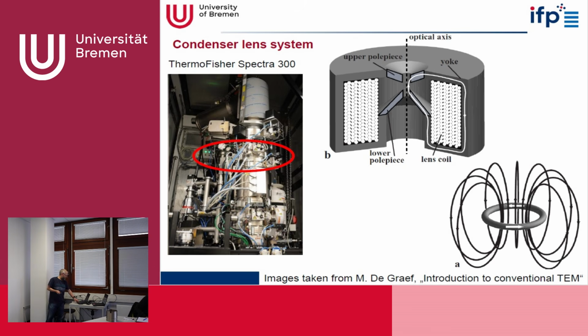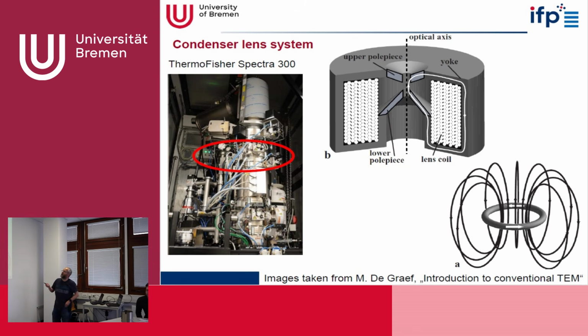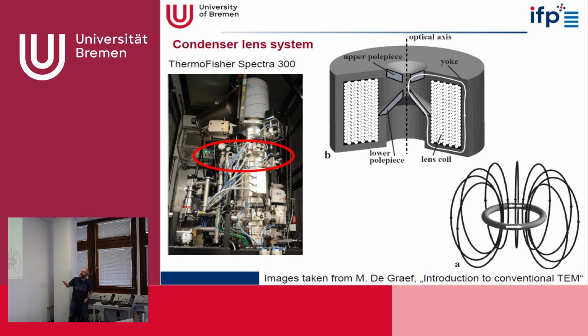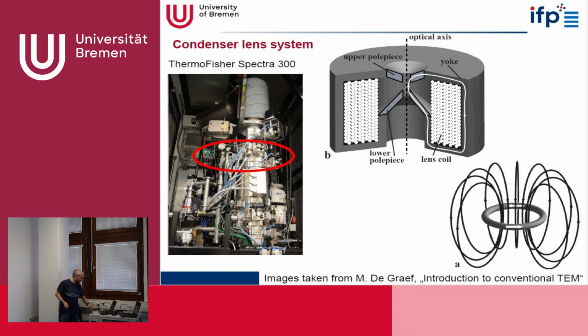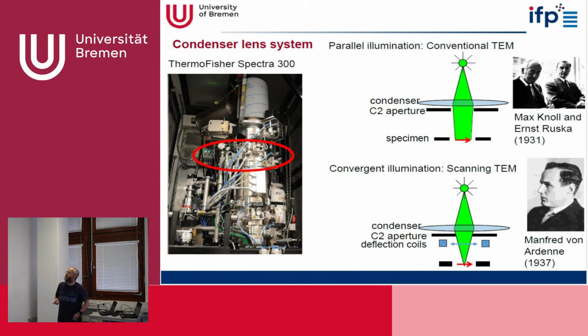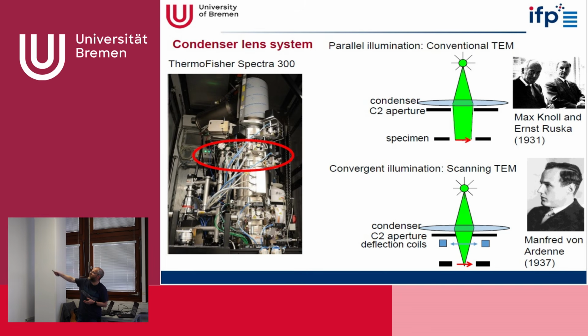Okay, so in the Spectra microscope we actually have 5 different lenses that build up the condenser lens system. With these 5 different lenses we can realize 2 basic modes. One is conventional transmission electron microscopy, and in this mode we build up a parallel beam, so we illuminate the specimen or the area of interest in a parallel manner, so the whole area is illuminated. This was the original mode that was invented by Max Knoll and Ernst Ruska.